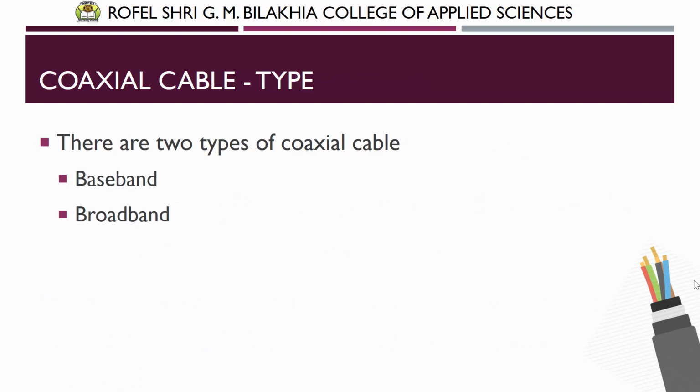Now coaxial cable has two types, baseband and broadband. Baseband means it transmits a single signal at a time at very high speed, and the signal on a baseband cable must be amplified at a specified distance, and it is used for local area networks, while broadband transmits many simultaneous signals using different frequencies.